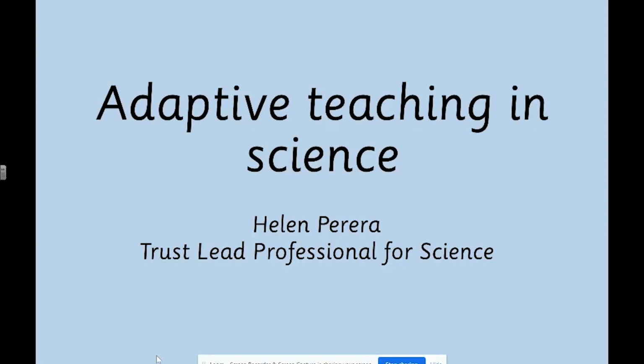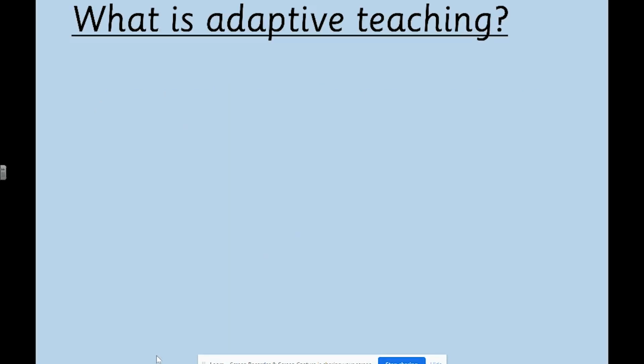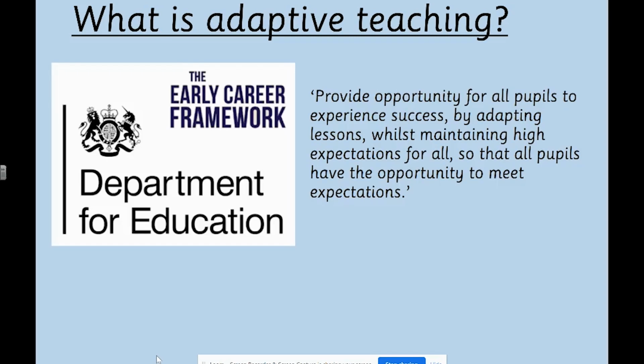So in this session, I'm going to be talking about adaptive teaching and then looking at some practical uses of it in science lessons. So what exactly is adaptive teaching? Well, it's all about creating an inclusive classroom, understanding students' needs and providing an opportunity for all students to experience success. So it is referenced in the Early Careers Framework, section 5.